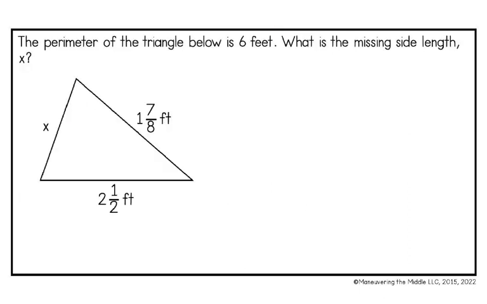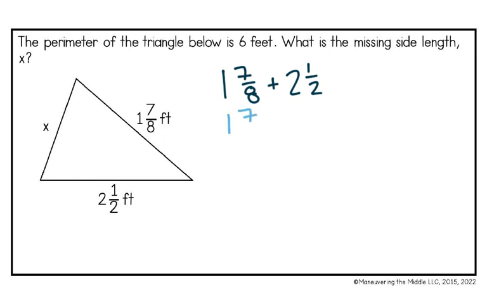All right, last problem. So we have a triangle here, and our perimeter, so all 3 sides added together, is 6 feet. But we don't know what x is. So we need to find out what x is. So in order to do that, I'm going to start by taking what we do know and adding them together. So I'm going to have 1 and 7/8 plus 2 and 1/2. I need a least common denominator, and I know that 2 can go into 8 because 2 times 4 is 8. So we're going to go with 8.